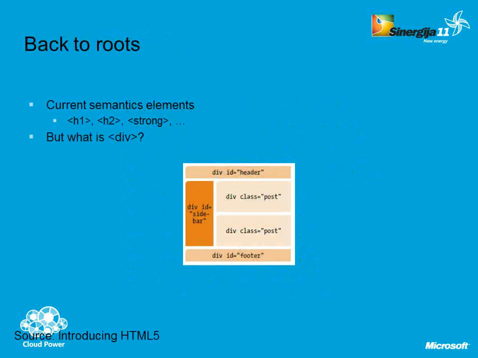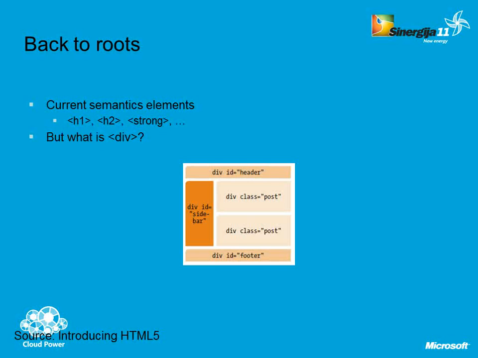Okay, back to roots. As I told you, the main philosophy of HTML5 is that it must be close to industry needs and should describe the structure of the document. And you have some semantic elements in all versions of HTML. You have H1, it's a main heading. You have image, it's an image. You have table, it means that there is a table. You have, let's say, strong, it means it's important, and so on.